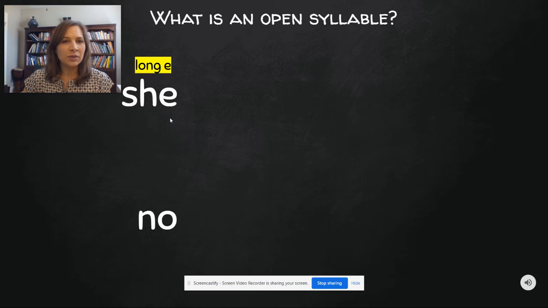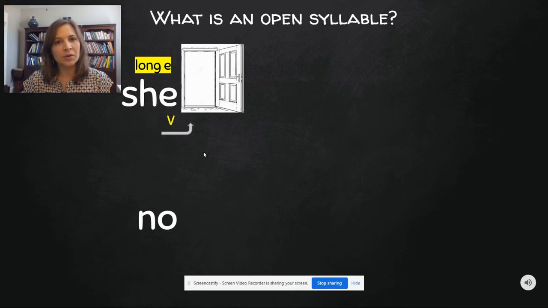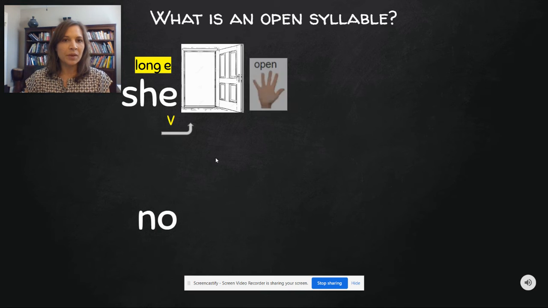And where is that vowel located in the syllable? If this is a syllable here, where's the vowel located? It's at the end. This is an open syllable. And that's because there's nothing behind it, because look to the right. There's nothing there. And we're going to use an open door to represent an open syllable, to kind of keep in mind that the E has nothing, no consonant behind it. So therefore, it's just open.